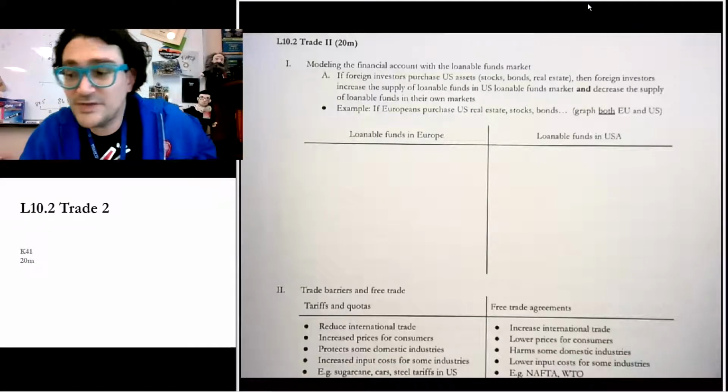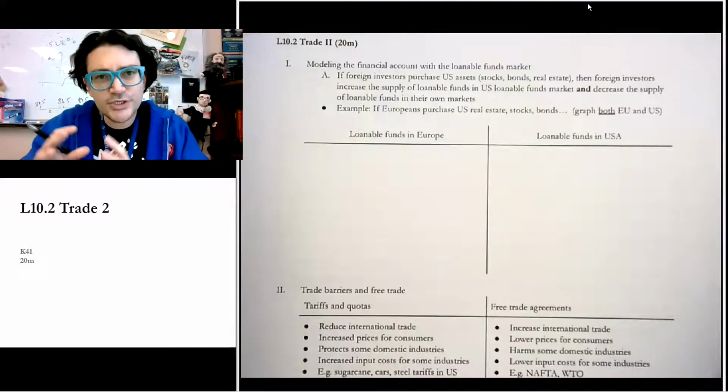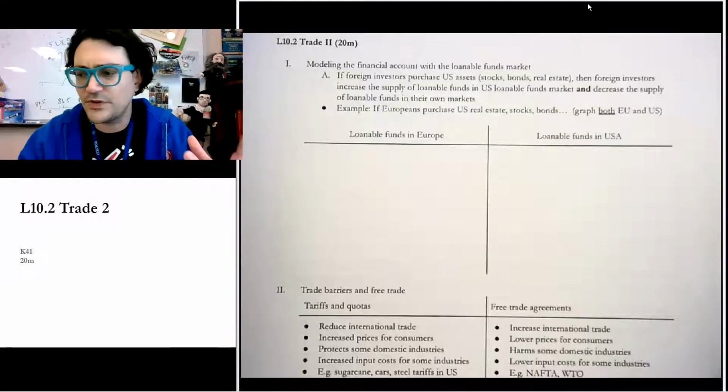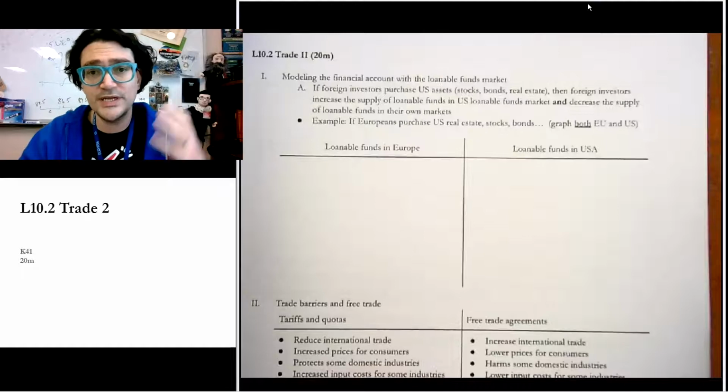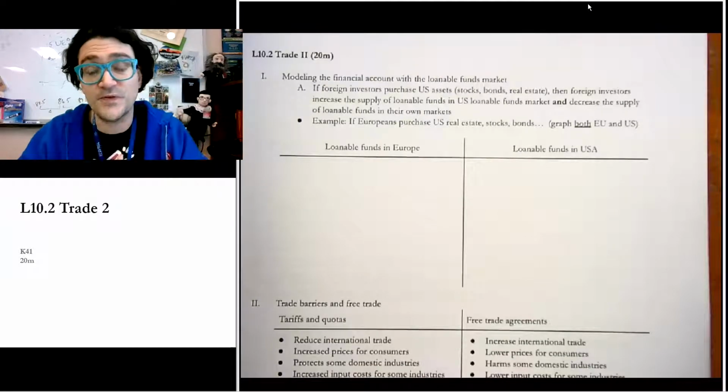Hello there. So in this video, we're going to do a little extension on the current account, financial account thing that we learned about, and connect it actually a little bit to something that you learned about in Unit 8, which is the loanable funds market.